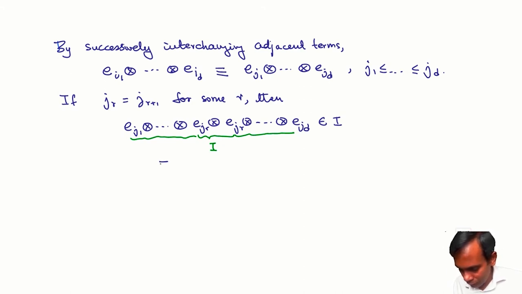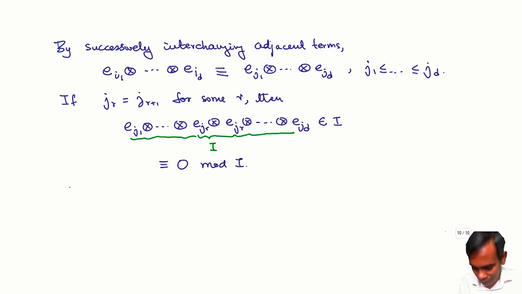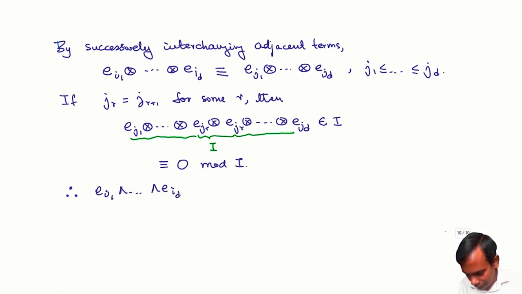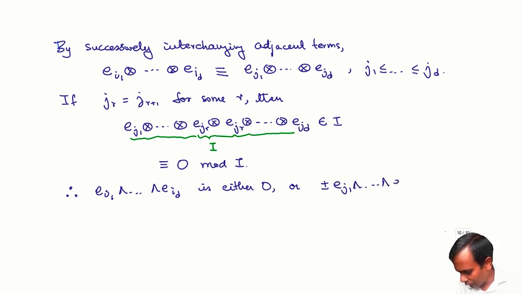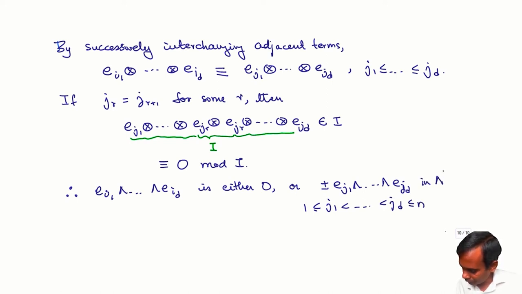And so this is congruent to 0 mod I. So the only terms that survive are where J1 is strictly less than J2 is strictly less than JD. Therefore, the images, therefore, EI1 wedge EID is either 0 or plus or minus EJ1 wedge EJD, where J1 is strictly less than JD, in wedge D Fn.